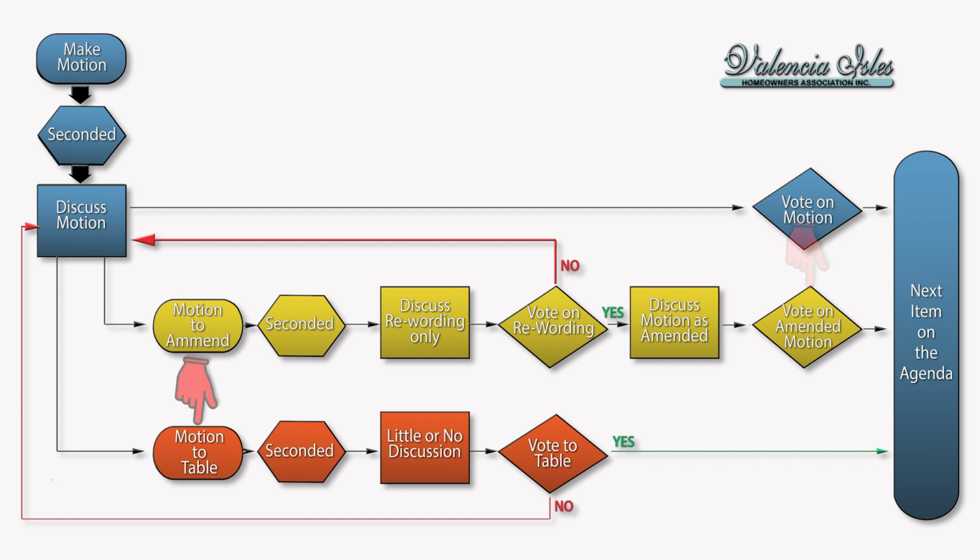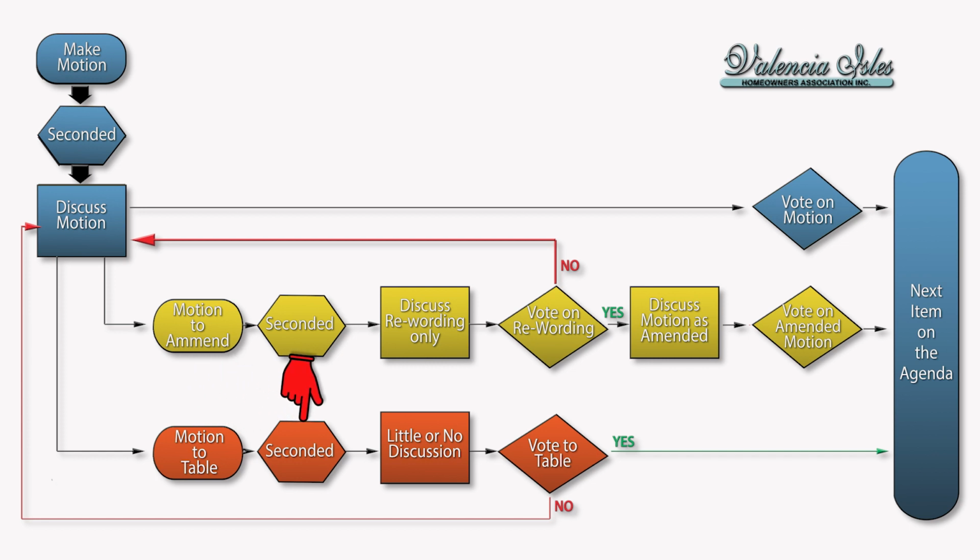A second type of motion that might be made during this discussion phase is a motion to table. A motion to table, if passed, means that the original motion will not be voted on at this time, but might be brought up at a subsequent meeting.